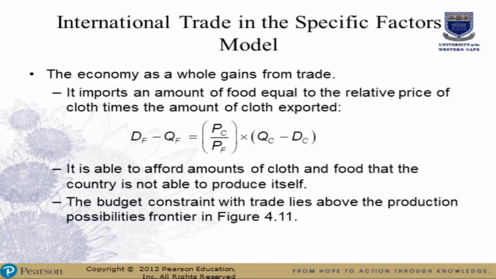If we rearrange the equation for an open economy, production equals consumption, we will be able to show that the value of import of food is equal to the relative price of cloth multiplied by the value of cloth exported, as expressed by the equation. This equation tells us that the value of food the economy can afford to import is limited, or constrained, by the value of its exports. Thus, this equation is also known as the budget constraint.